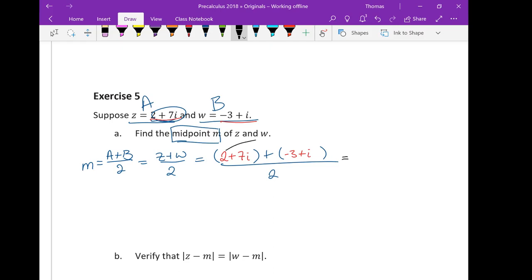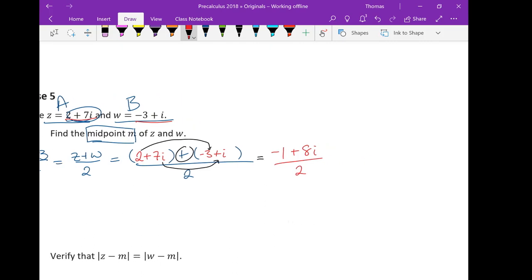2 is my real part here. It's going to combine with negative 3. Notice I'm just adding, so I'm just combining my terms. 2 and negative 3 combine to make a negative 1. And then for my imaginary parts, 7i and i are going to combine to make 8i. And that's all over 2 still.